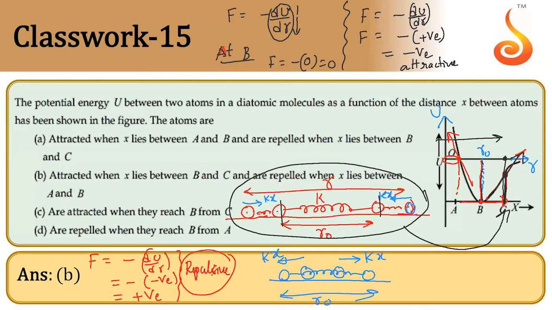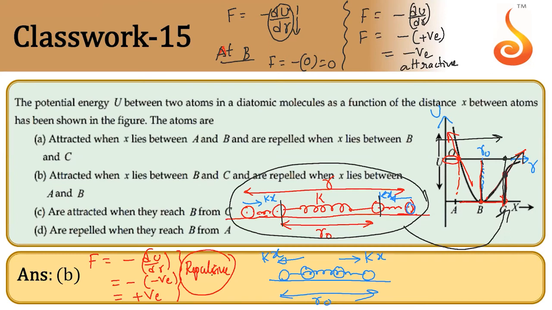Now you can answer this question. Option A: attracted when x lies between A and B, where x is the interatomic distance, and repelled when x lies between B and C. Tell me, when x lies between B and C, what will happen? Attracted, right? But they gave attraction for A and B also. When x lies between A and B, will it be attractive? No. So option A is wrong.